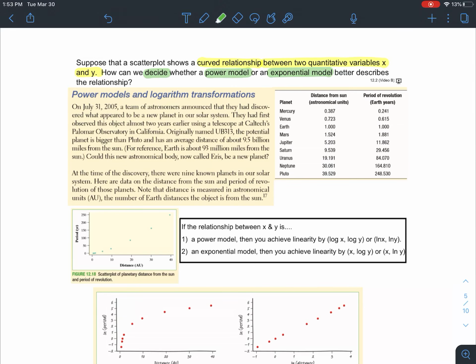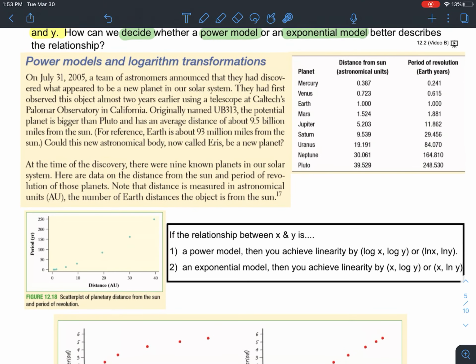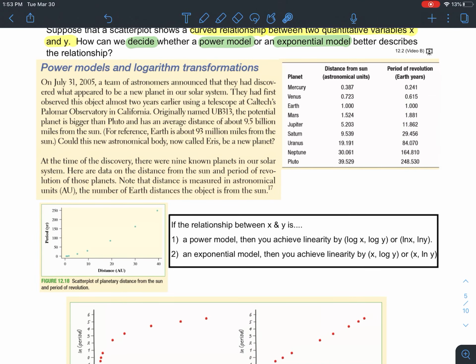Okay, so here's what we're going to do. We'll take a look at this example, and I'll demonstrate for you how to distinguish whether the initial model is power or exponential. It says on July 31st, 2005, a team of astronomers announced that they had discovered what appeared to be a new planet in our solar system.